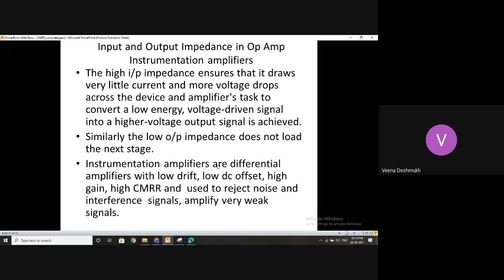So as a result of this, the power transfer from one end to another end is very, very easy, and in the device there is no power absorption. So there is no power wastage in the device because of this matching of the high input impedance and low output impedance. So these are the basic qualities of your instrumentation amplifiers, which are similar to our op-amp.